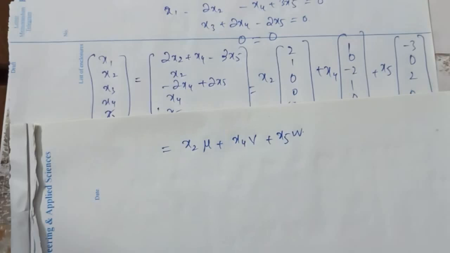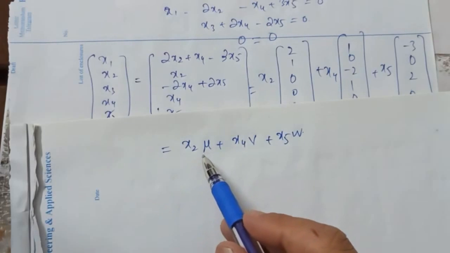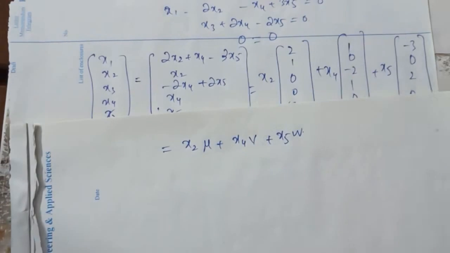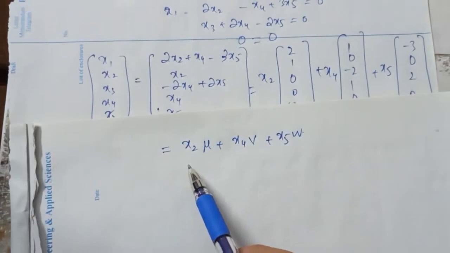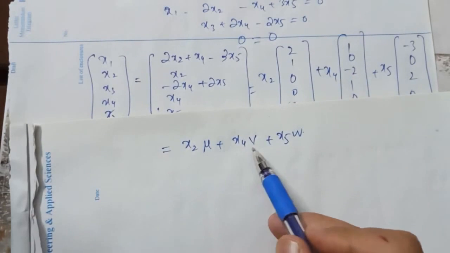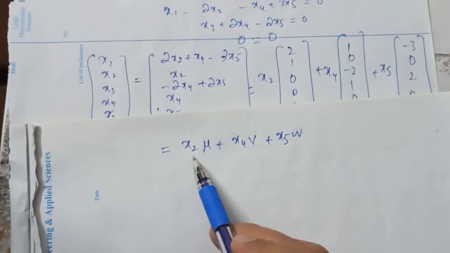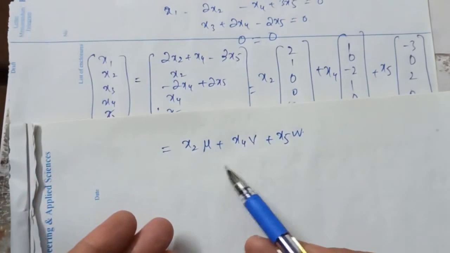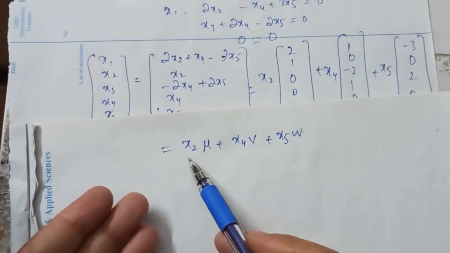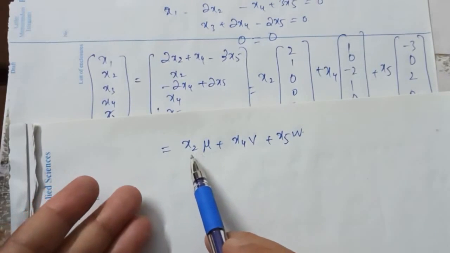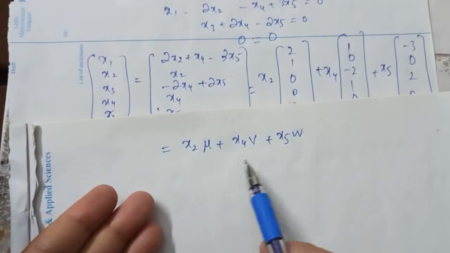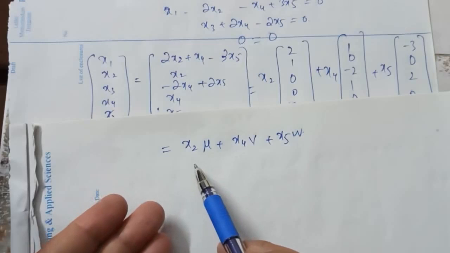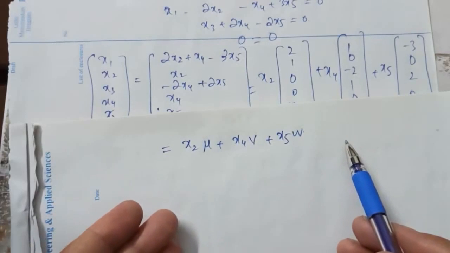So we can see here that the null space of this matrix A that we have just written in the previous example, on the previous page, was spanned by three vectors u, v and w, with all possible linear combinations of u, v and w, because x2, x4 and x5 are the free variables which we are free to use. So all possible linear combinations of u, v and w will span the whole null space of this matrix A.